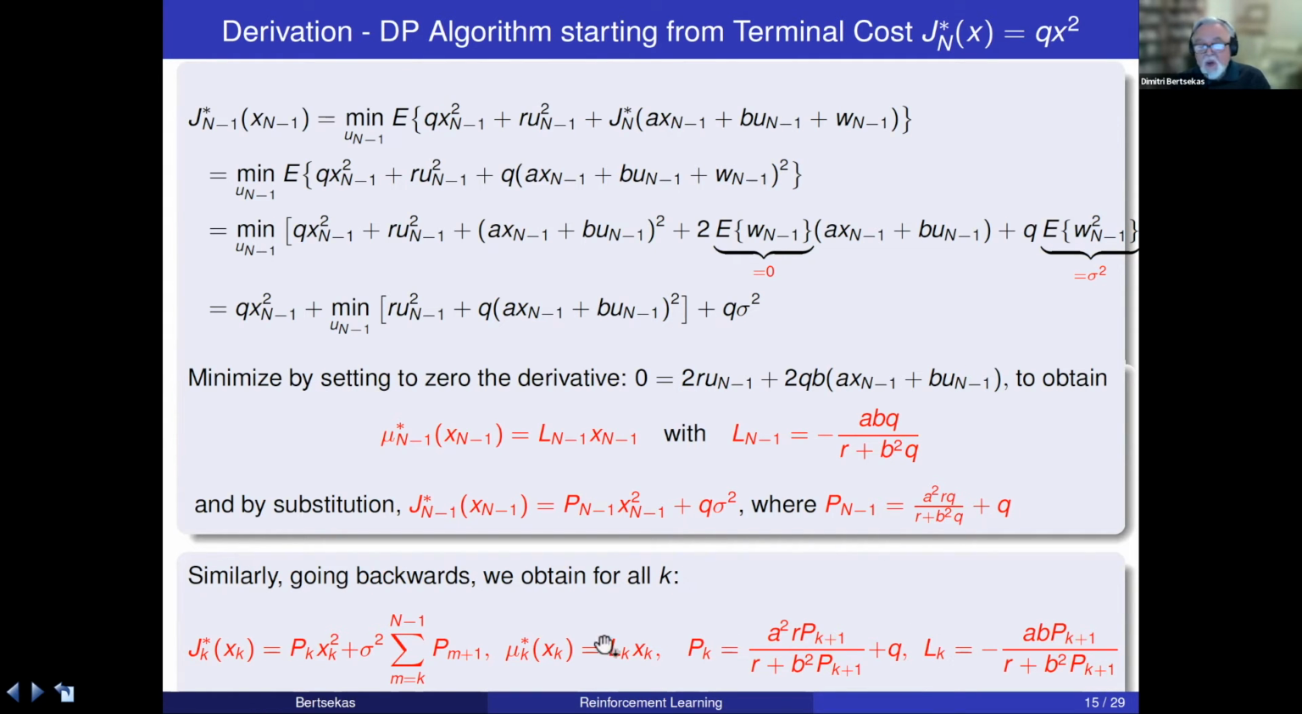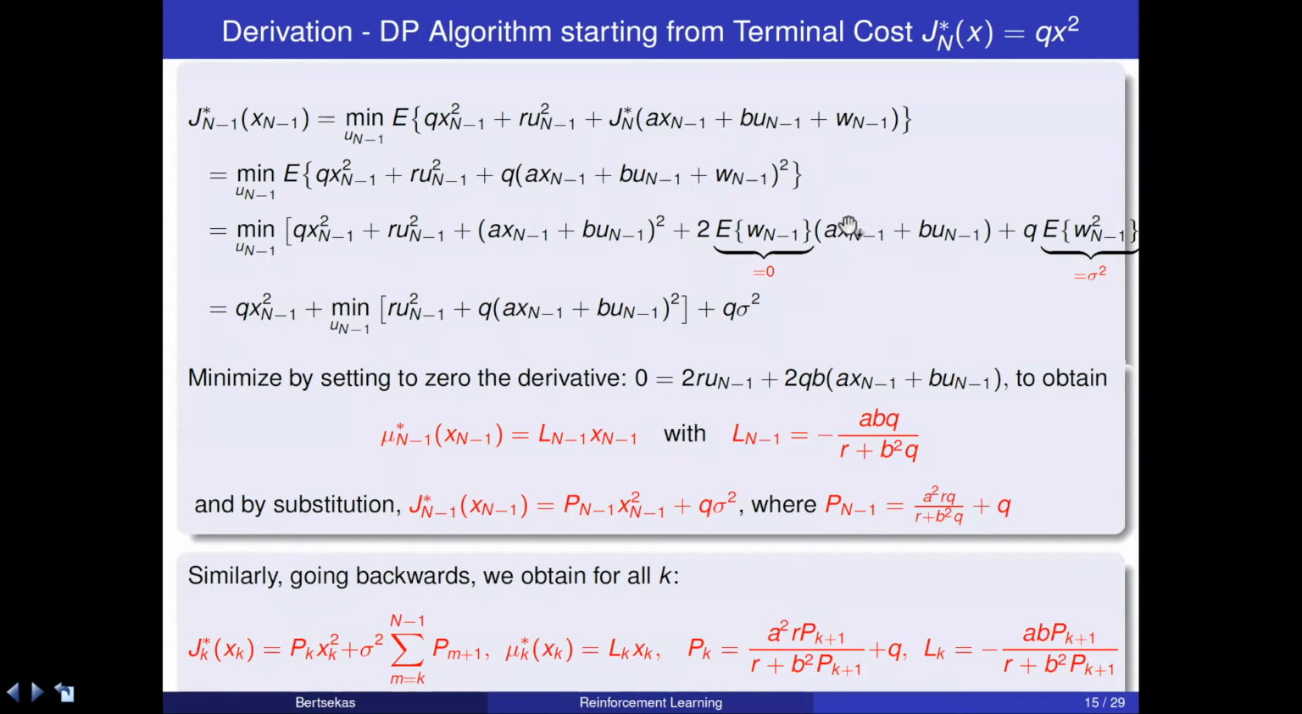So we do this calculation for k equals n minus 1. We do it for k equals n minus 2, and so on. And we have obtained at the end the optimal policy for the entire problem from 0 to time n minus 1. So that's the solution of this problem.